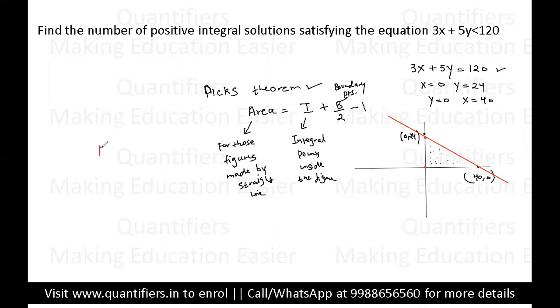So the area of the triangle will be half into base into height. So एक side है 24 और दूसरी side है 40. So this will give us the area of the triangle, which comes out to be 480. So students, पहली चीज हमारे पास आ गई, area will be 480. Students, please remember we are looking for I. हमें I निकालना है. I is the integral points inside the figure, and this is what I told you in the beginning. We are looking for those points which are lying inside this figure. So students, now if we calculate B, अगर हम B को calculate कर लेंगे तो हमारा आंसर आ जाएगा.